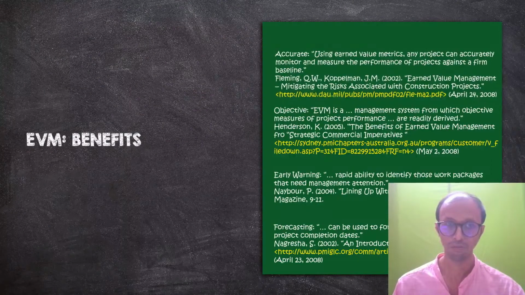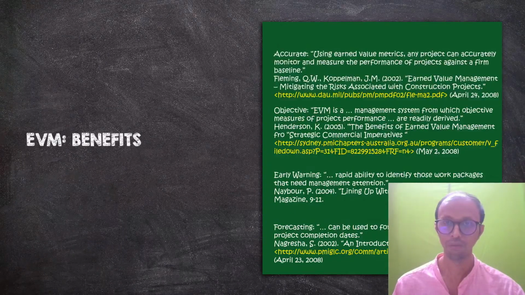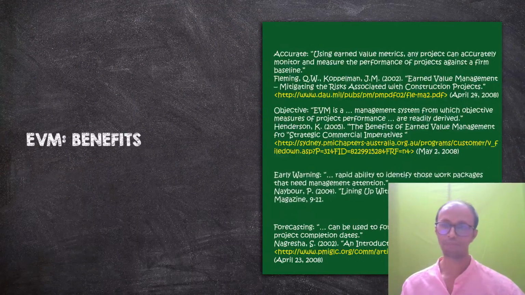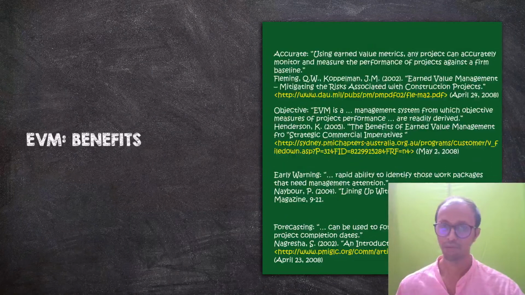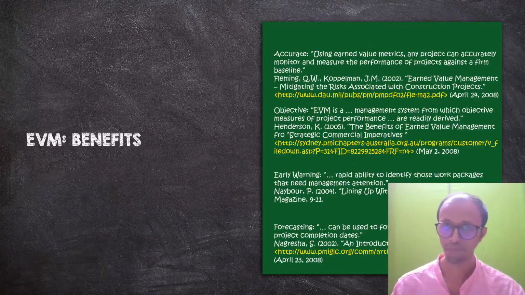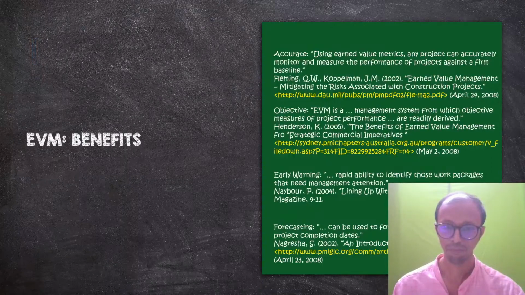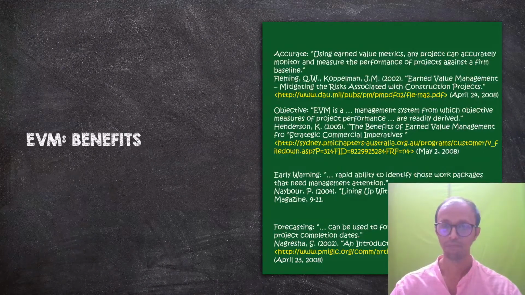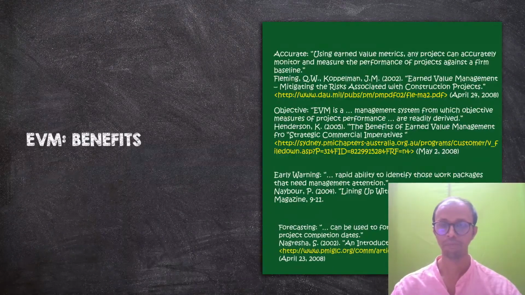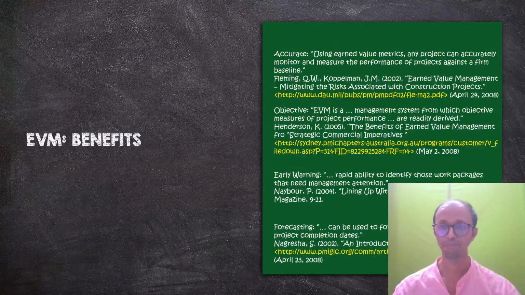First, it is accurate. Then it is objective. EVM is a management system from which an objective measure of project performance can be derived. Next, it will give you an early warning, a rapid ability to identify those work packages that need management attention, because it will let you know the actual completion, how it is going to be impacted, and what things remain to be done. So that is why it gives you early warnings, and it is a very good way to forecast future performance and completion dates.